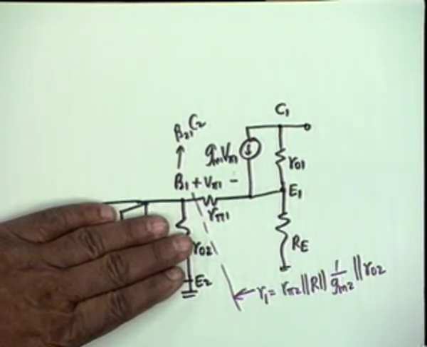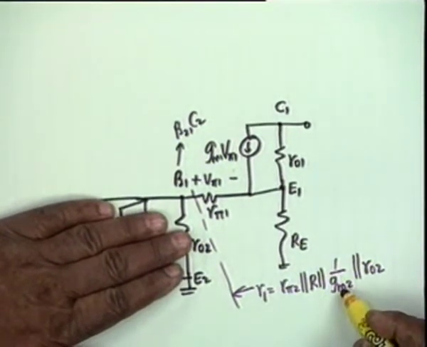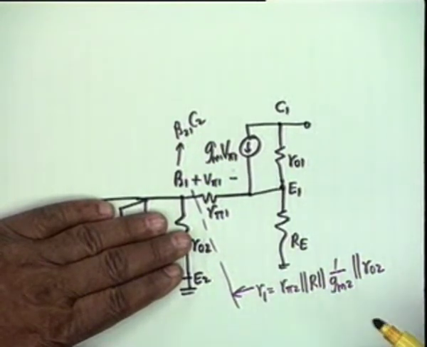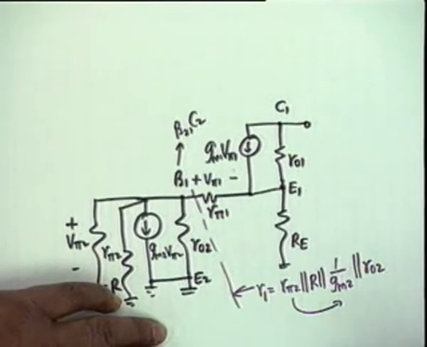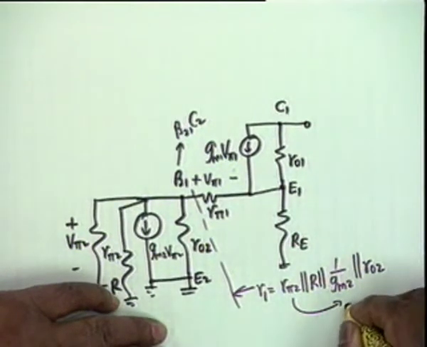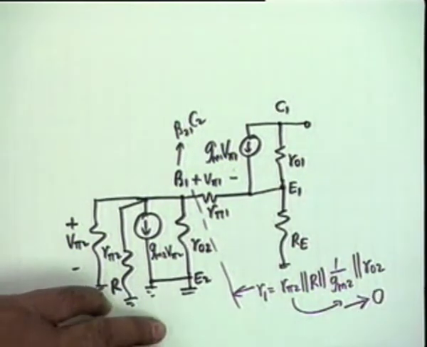Agreed? So this whole thing can be replaced by a single resistance, and obviously 1 by GM2 is a small resistance, right? This is being combined with R pi 2. Now since beta is much greater than 1, what is this combination R pi 2 parallel 1 by GM2? Approximately 1 by GM2. This is a small resistance which is in parallel with R02, so we can ignore that, and capital R we can ignore also, and therefore R1 shall be a very small resistance and it tends to 0.